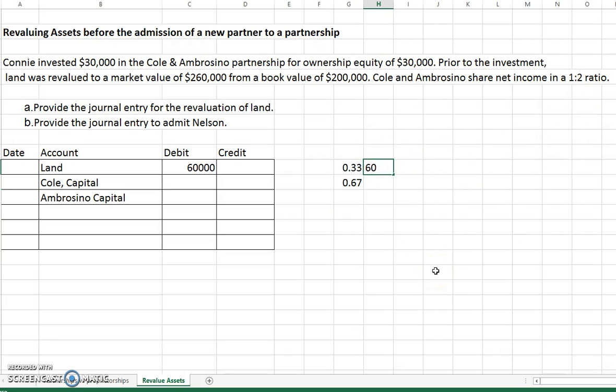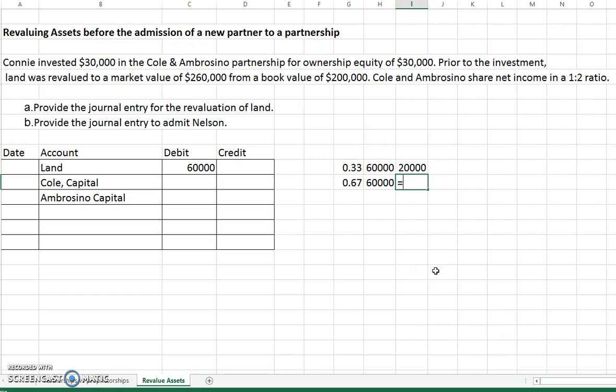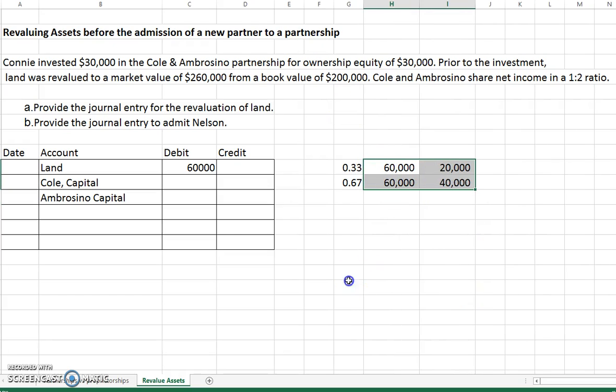So I'm going to put 60,000 here. And I'm just going to do this calculation. You would just do this in your calculator however you like, but I'm just going to show it here. I'm multiplying across. And I like to have commas so that I can see easily my numbers. So Cole Capital needs to increase by $20,000 for that 1/3, and Ambrosino Capital needs to go up by $40,000 for her 2/3. And of course the total needs to be 60,000. So that's the entry that we would make at the beginning of this before we actually admit the new partner.